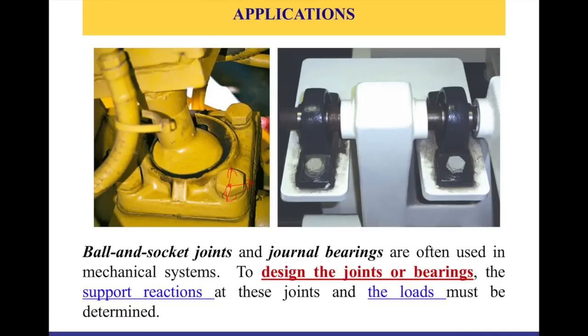Also, journal bearings, the ones that we talked about earlier, are often used in mechanical systems. When you design these joints or bearings, we need to identify 2 things. First, you need to identify the support reaction, and second, you need to identify the loads, which we call the reactive forces. Good engineers or engineering students are the ones who can identify any support reaction in any mechanical system, and can identify the loads, which are the reactive forces created by such support reactions. Alrighty, so there's an application.